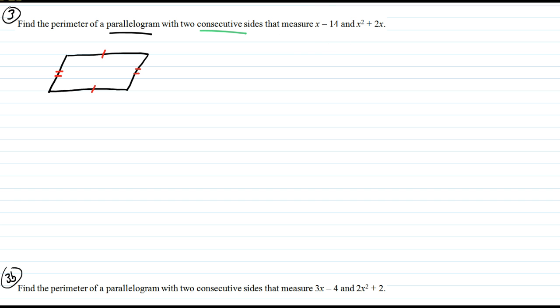So they're going to tell us that the first side here is x minus 14, and so a consecutive side would be the next one. And so what's great is that you could put the x squared plus 2x here, or you can actually put it over here and it doesn't matter because the opposite sides are the same. So I'm going to go ahead and put that over here also. And I'm going to move the x minus 4 up because the opposite sides are equal. And so now that I know all four sides, I can find the perimeter.